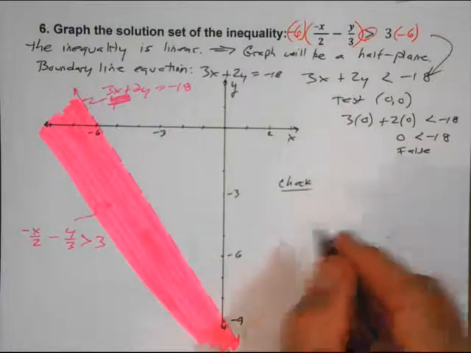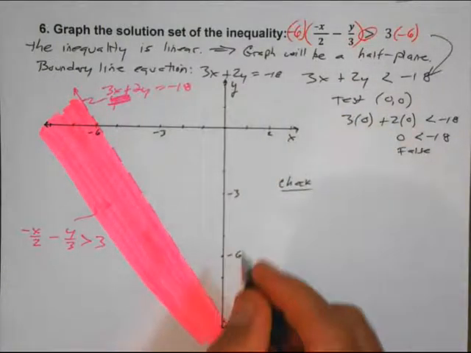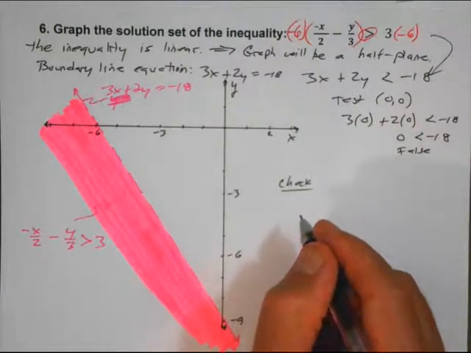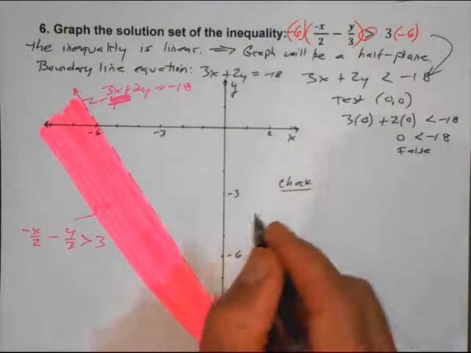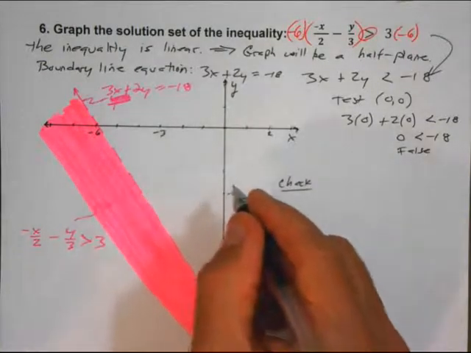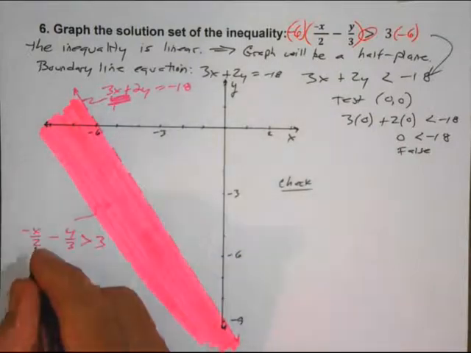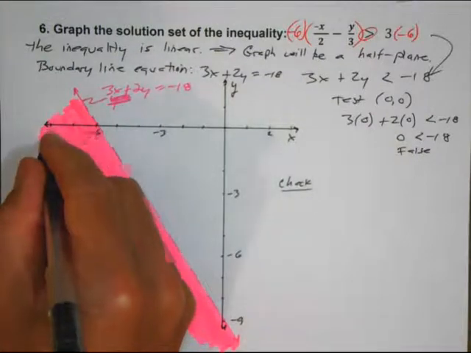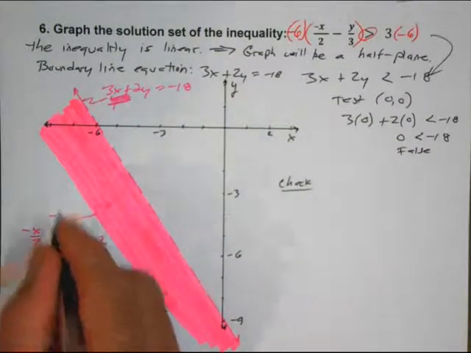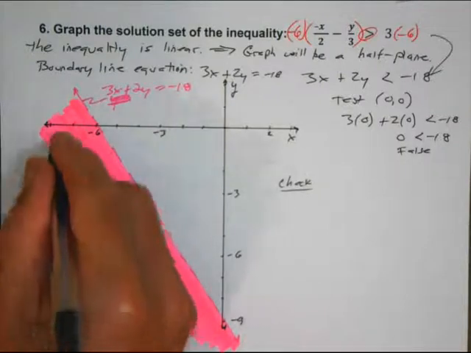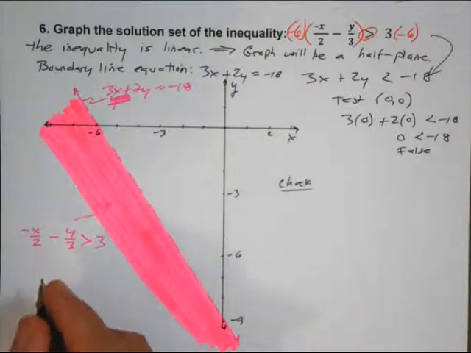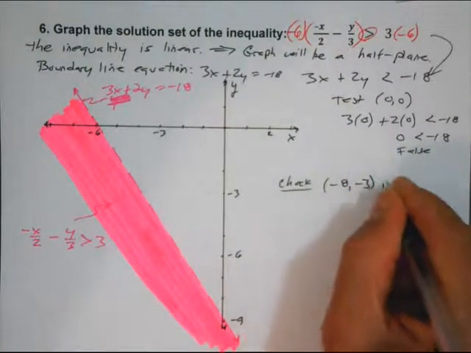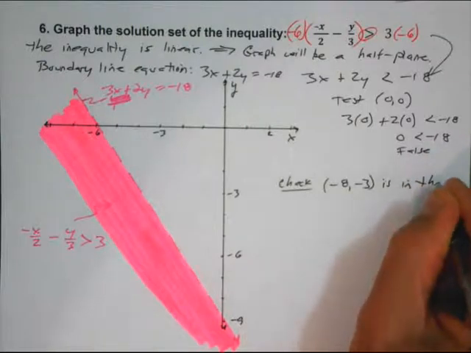Okay, now since we've already used 0, 0 as a test point to make a determination, I like to pick something new and unique. And perhaps we can choose something that's in our shaded region. What I'll do is think about an x-coordinate that will divide by 2 nicely, pick an even number. Okay, negative 8, and then a y that divides by 3 nicely. How about negative 8 and negative 3? It's surely in the shaded region. Negative 8, negative 3 is in the shaded region.